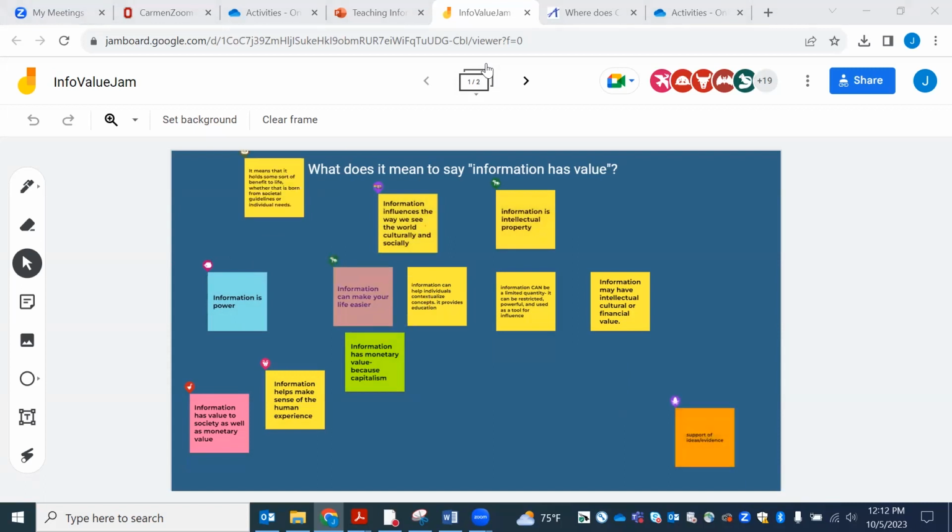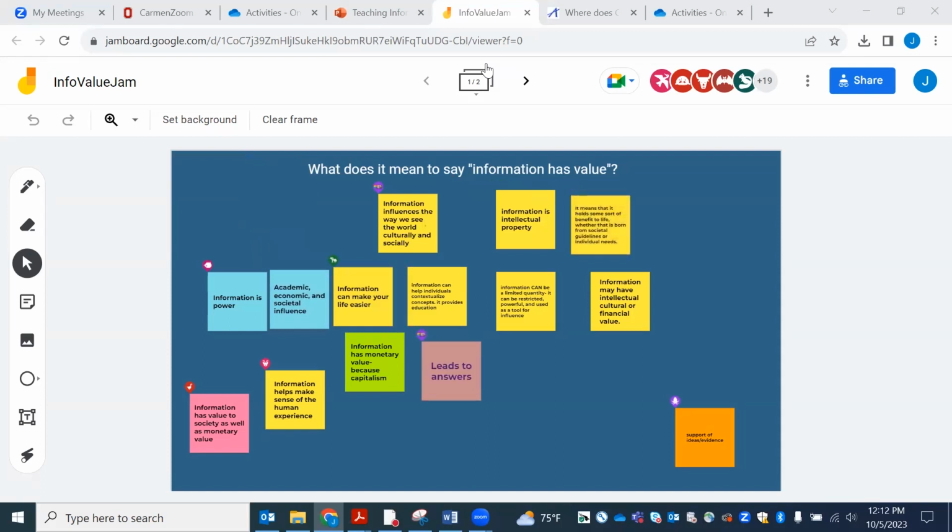Kate shared in the chat that Google is discontinuing Jamboard. Yes, I heard that, Kate. I was so sad. So I'll have to think of a new tool to use in the workshops next year. Yeah, absolutely.